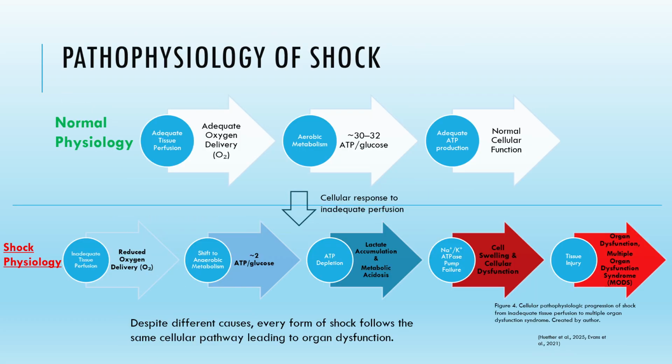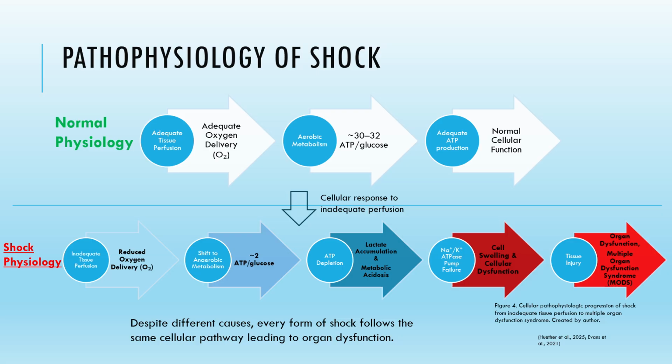Although the underlying causes of shock differ, every form of shock ultimately follows the same pathophysiologic sequence. The process begins with inadequate tissue perfusion, meaning cells no longer receive enough oxygenated blood to meet their metabolic demands. Under normal conditions, oxygen allows cells to efficiently generate approximately 30 to 32 molecules of ATP from each molecule of glucose through aerobic metabolism.